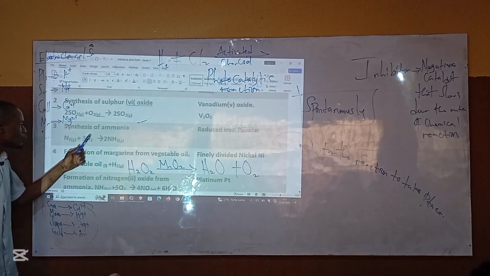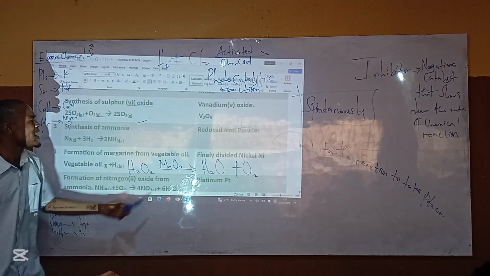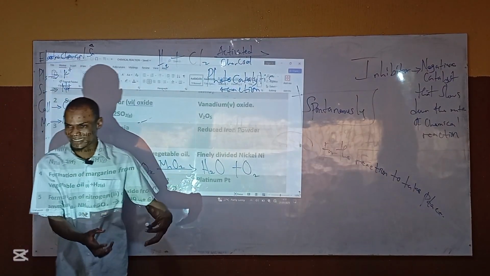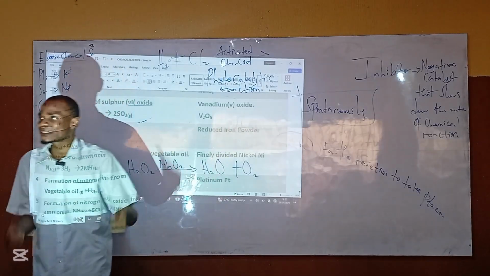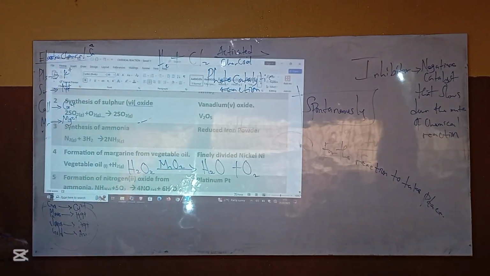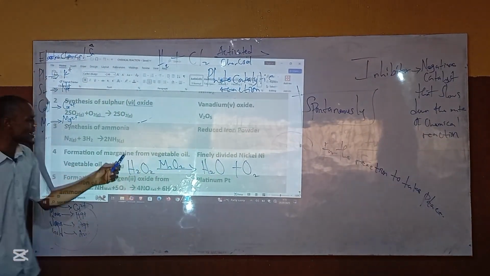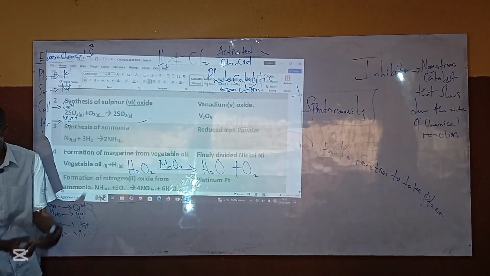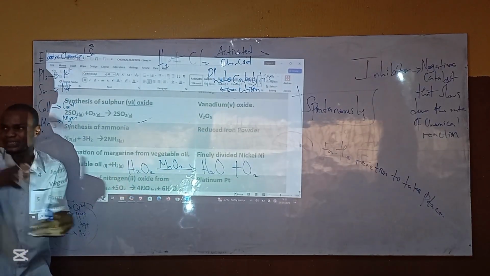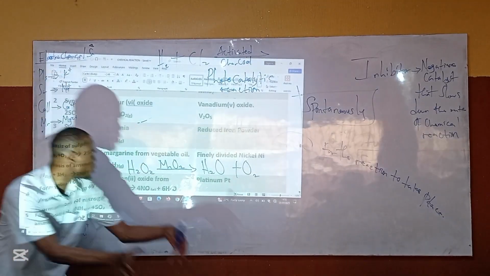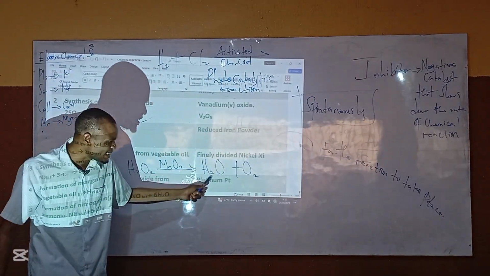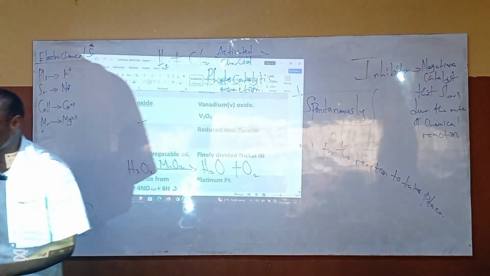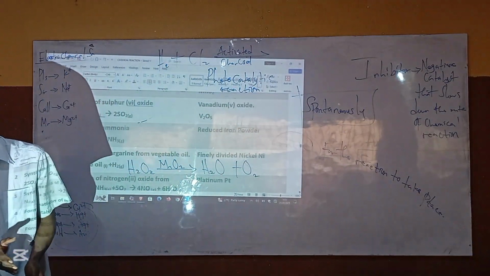Synthesis of ammonia, the production of ammonia: what do you use? Iron powder. When you increase the surface area, it is more effective. Formation of margarine, which is butter, from vegetable oil and hydrogen. They hydrogenate the vegetable oil to form butter. What catalyst? Finely divided nickel.